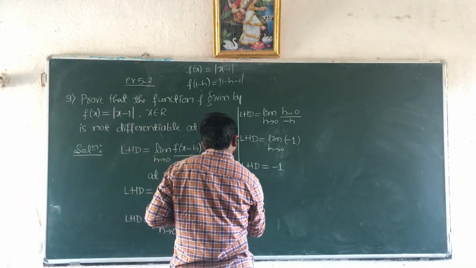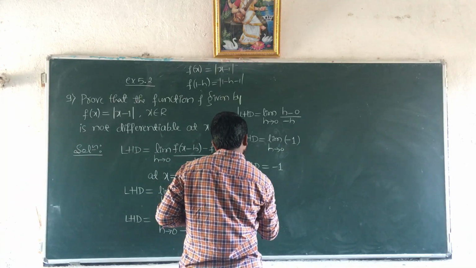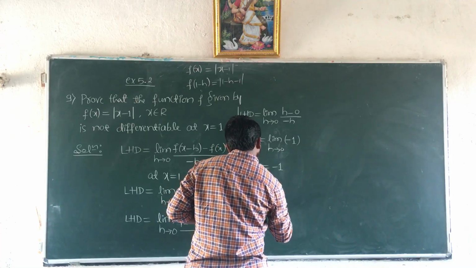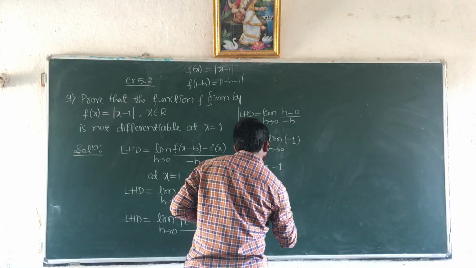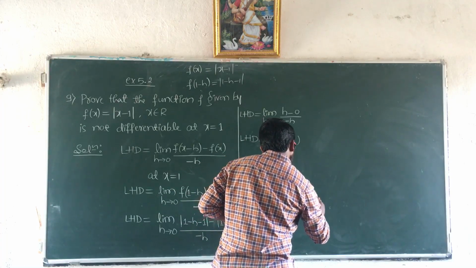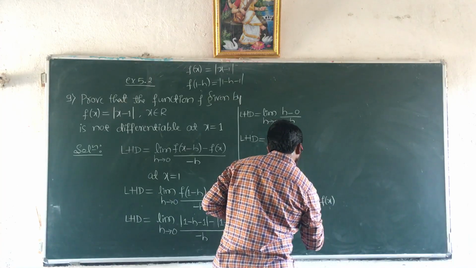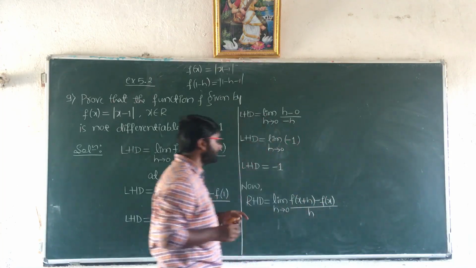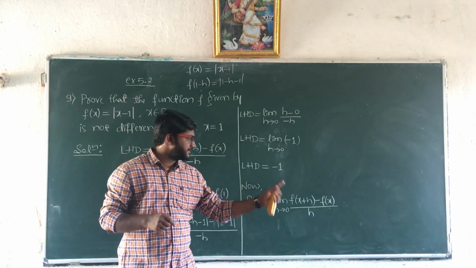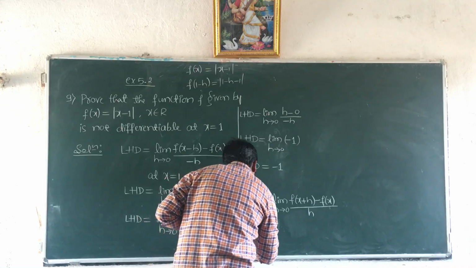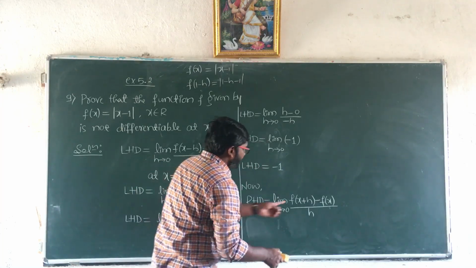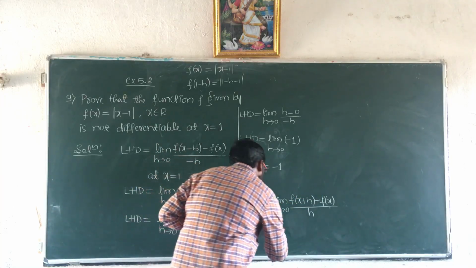Now I will go for RHD. Right hand derivative RHD, which is equal to limit h tends to 0, f of x plus h minus f of x divided by h. See here, the definition is limit h tends to 0, f of x plus h minus f of x divided by h. So right hand derivative, which is equal to, now at x equal to 1. So in place of x I have to write 1 at x equal to 1.